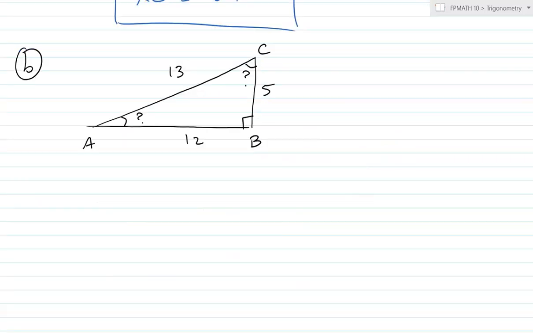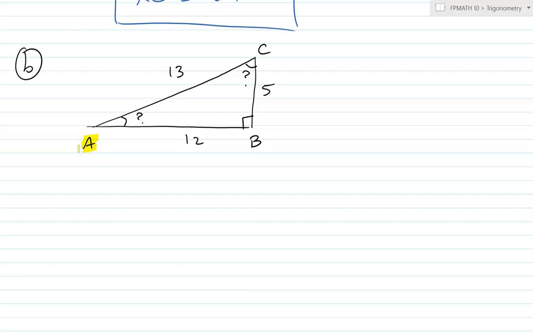All right, look at example B. This time we have all the sides of the triangle, and that's actually a very special triangle, but we want to find the interior angles, angle A and angle C. You have options now, it doesn't matter. So we're going to start with angle A.